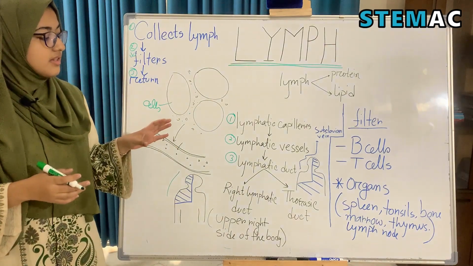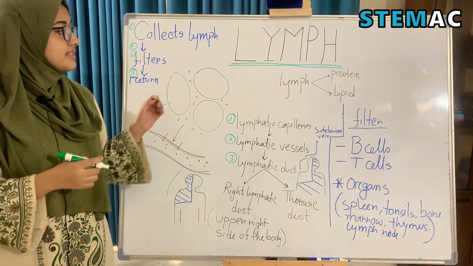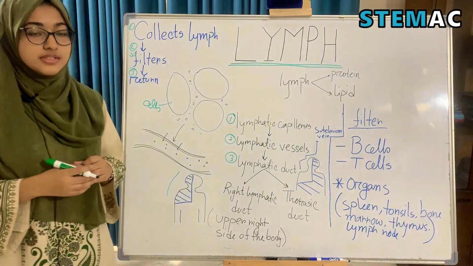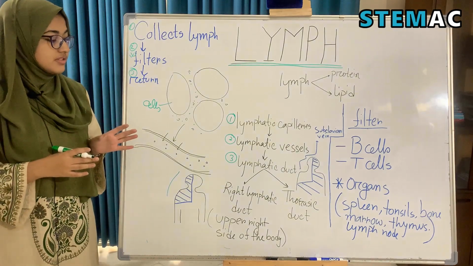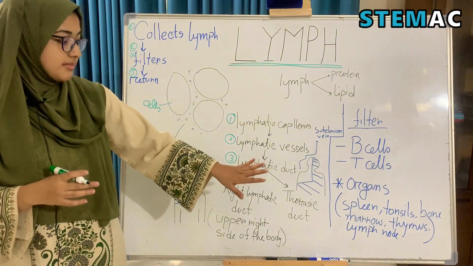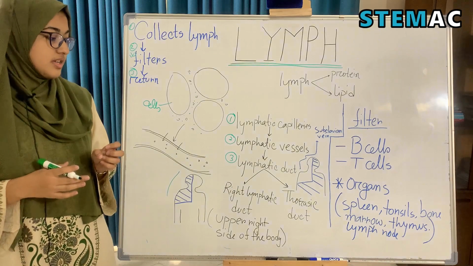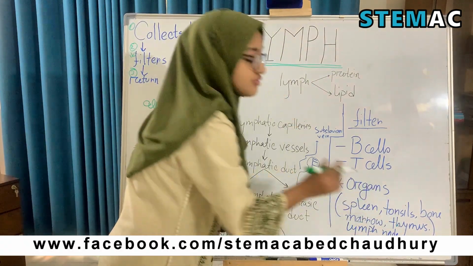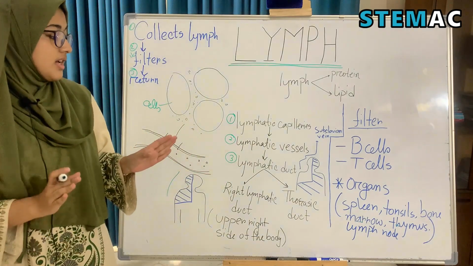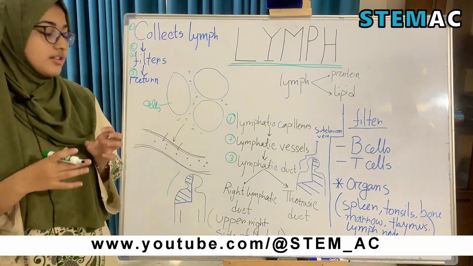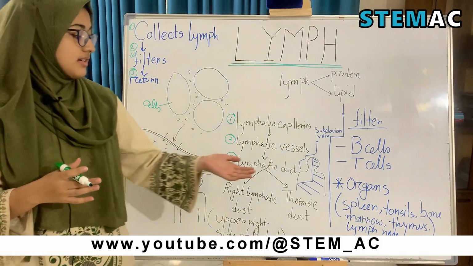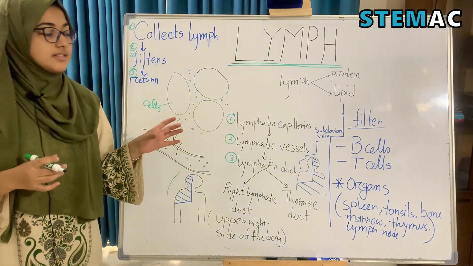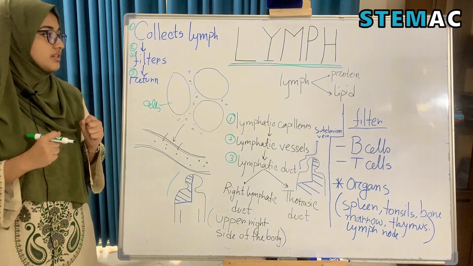The organs that help in this system are the spleen, tonsils, bone marrow, thymus, and lymph nodes. Firstly, bone marrow and thymus are primary lymphoid organs. In these organs, they do not actually meet the pathogens. They meet the pathogens in the secondary lymphoid organs, which are the spleen, tonsils, and lymph nodes, where the B cells and T cells actually capture and filter them out.